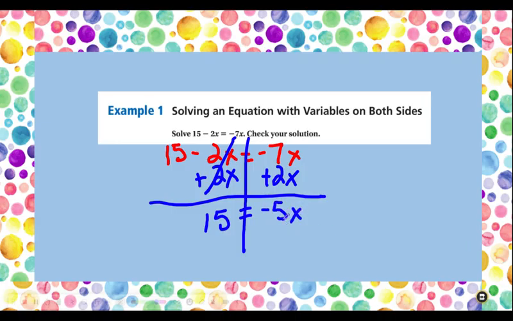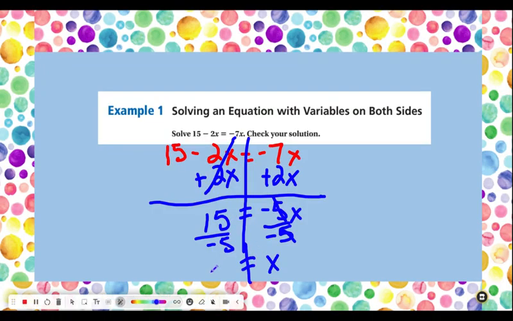Now the opposite of multiplication is division. So I'm going to need to divide by negative 5. Negative 5 divided by negative 5 gives me a positive 1x. That's what I want to be left with. That's my goal. 15 divided by negative 5 is negative 3. So remember to check your answer.